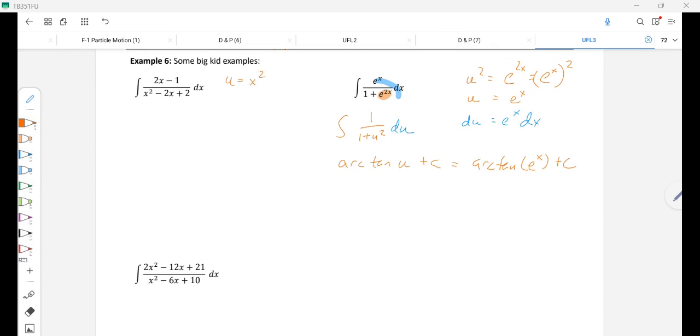So I'm still going to identify my u as x squared minus 2x plus 2. My du is going to be 2x minus 2 dx.